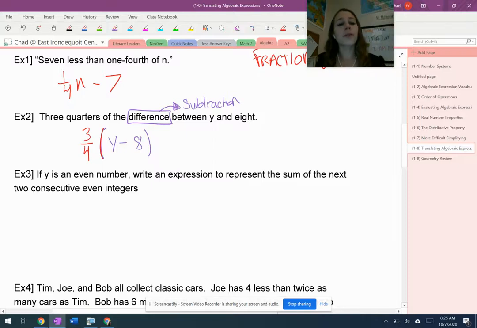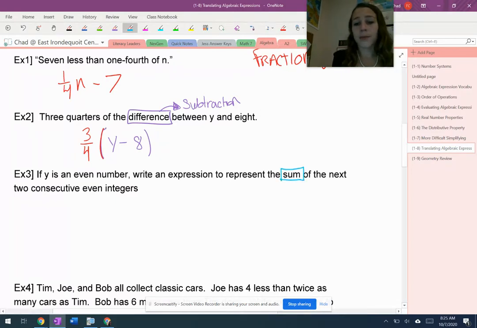All right, example 3 for 1-8. If y is an even number, write an expression to represent the sum of the next two consecutive even integers. Woof, a lot of vocab there. So, first couple of things we're looking at.